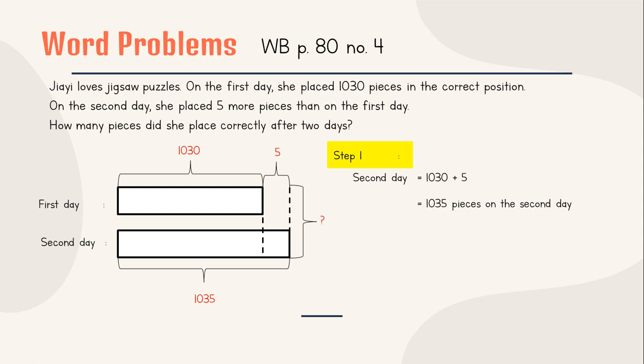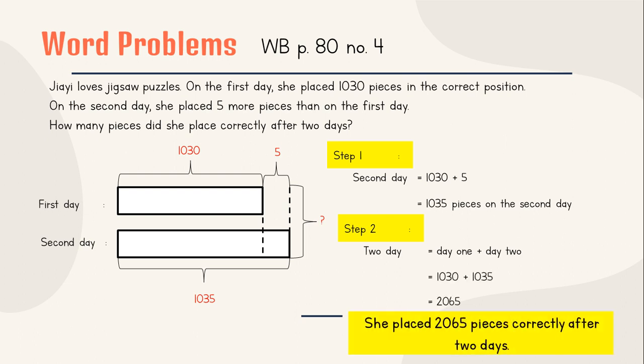Now we know that the second day will be like that. And can we solve how many pieces she placed correctly after 2 days? Of course, yes, by adding it all together. Day 1 plus day 2 equals 2,065. So she placed 2,065 pieces correctly after 2 days. So it's kinda easy, right?